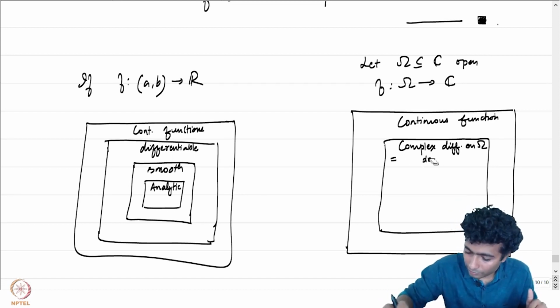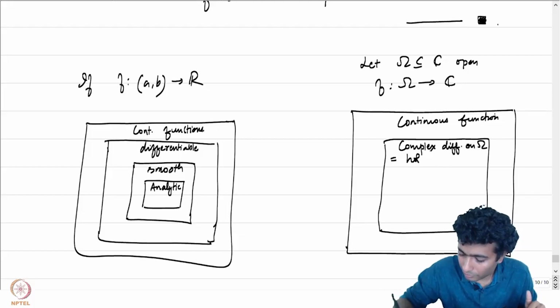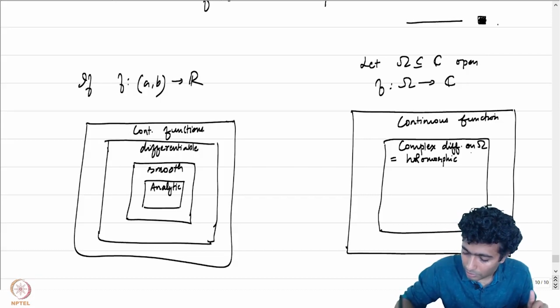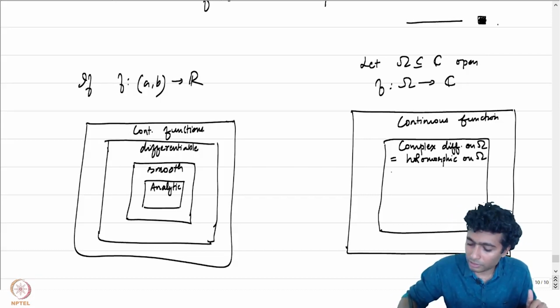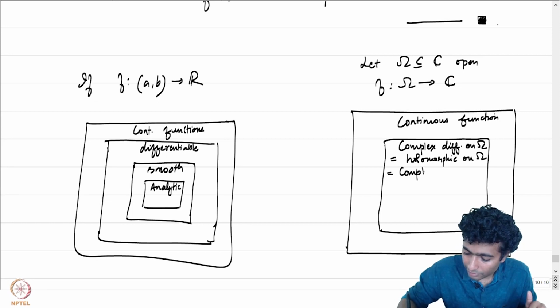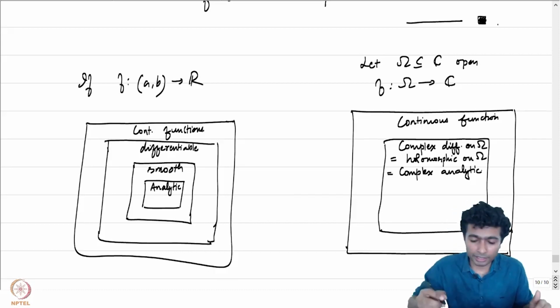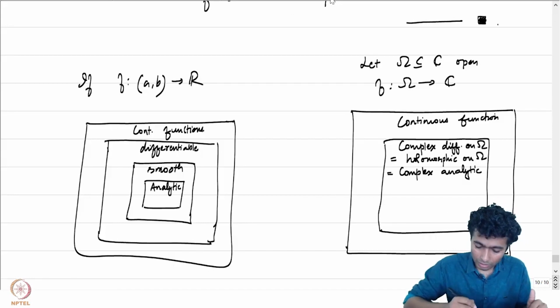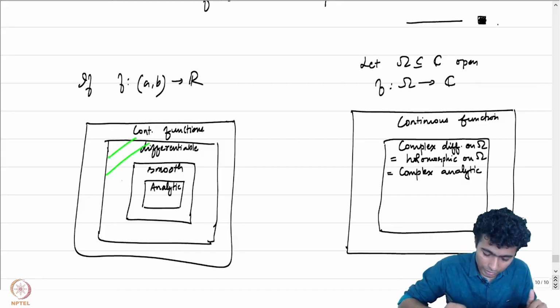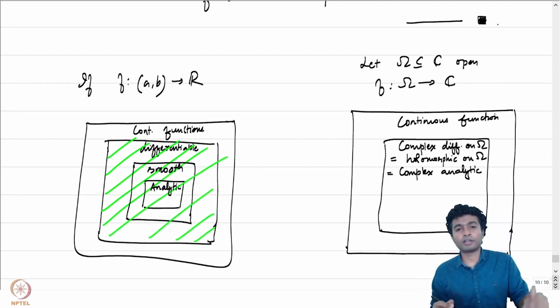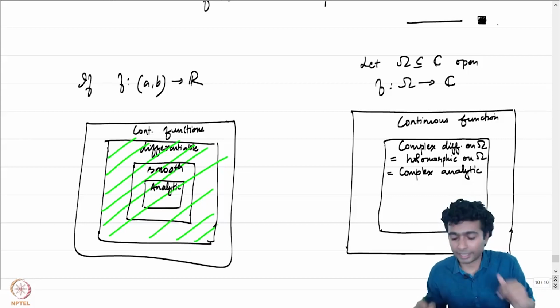Or rather, let me use the word holomorphic. I should certainly use this. The complex differentiable on omega is just what is captured most times in our course by holomorphic on omega. But this is the same as complex analytic, which we have just proved. These three classes are the same in our case. In fact, if I had to shade it here, this class is actually the same in our complex analysis setting.